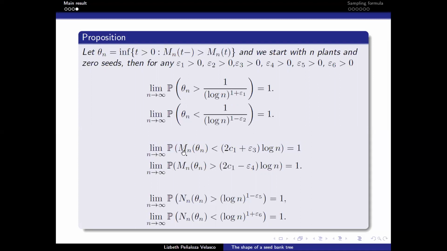And the number of seeds at time theta n is less than 2 times C1 plus epsilon 3 times log n, and is bigger than 2 times C1 minus epsilon 4 times log n, with probability converging to 1. And finally, the number of plants at this time is bigger than log n to the power 1 minus epsilon 5 and is less than log n to the power 1 plus epsilon 6, with probability converging to 1.